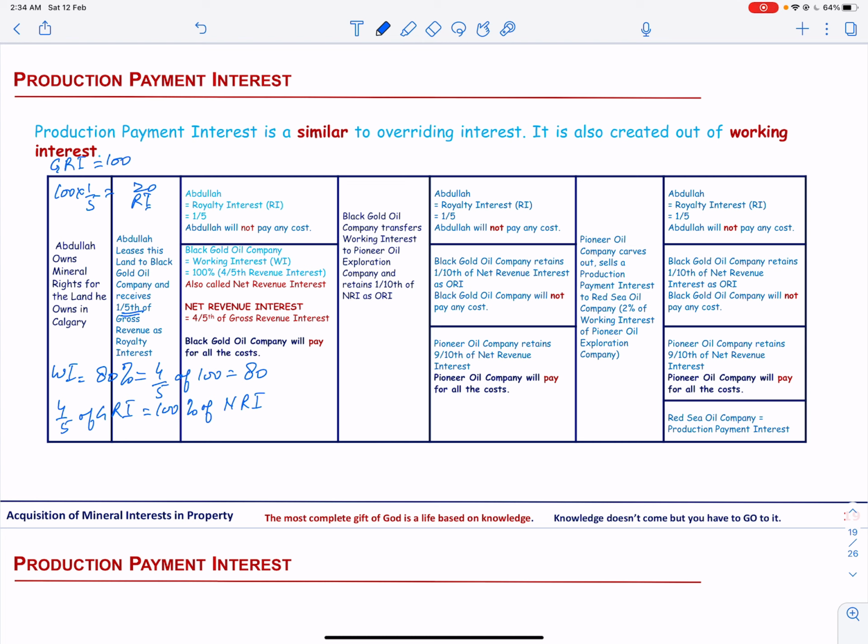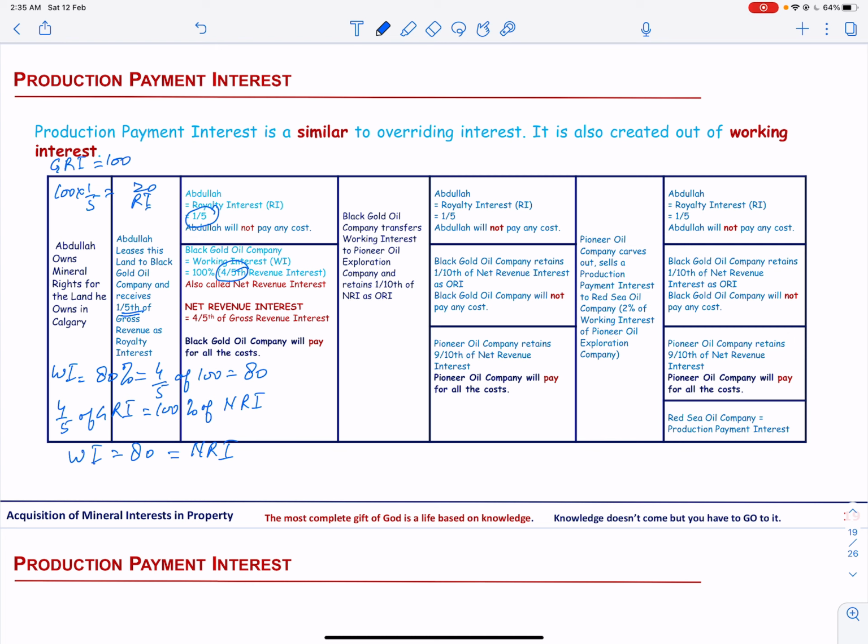So the working interest we have just now calculated is equal to 80, and this is also what we call net revenue interest. So the royalty payable to Abdullah is 1/5, and the revenue interest is 4/5. 100% of working interest is 4/5 of the revenue interest.